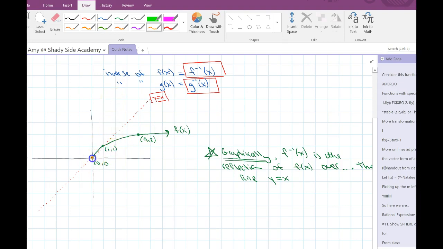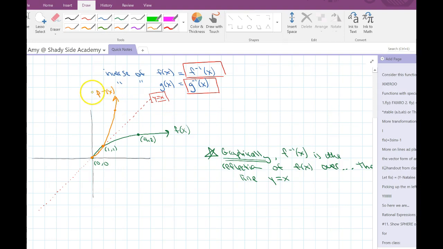So the point 0, 0 stayed where it was, and 1, 1, since it's actually on the line of reflection, didn't move anywhere either. So once again, 0, 0 and 1, 1, because they fell on the line of reflection, stayed where they are. 4, 2 went over to 2, comma 4. And what happens graphically is that, right? Here is the inverse of f.